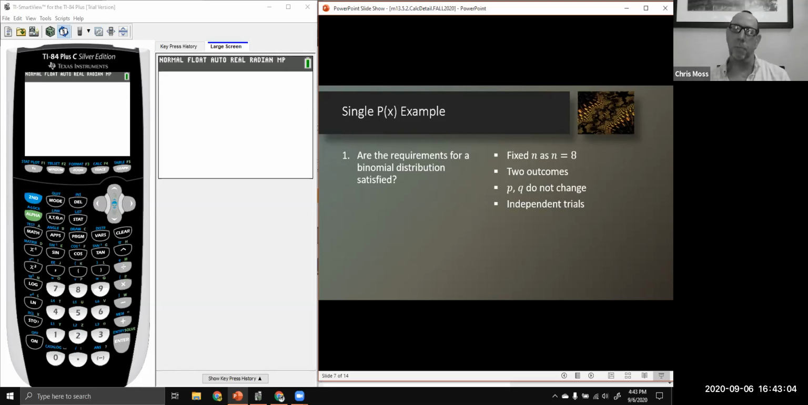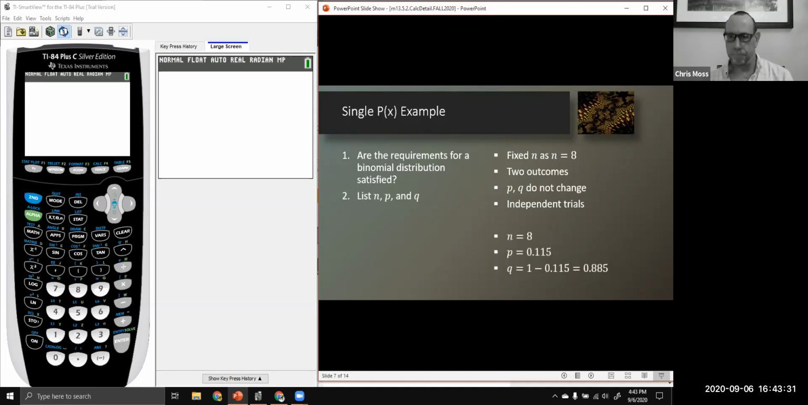Now, the next 2, P and Q, do not change from trial to trial. That's hard to check. We're going to assume that if I select a person over here, that has really no effect on P and Q over there, which also tells me that my trials are independent. Again, these are kind of hard for you guys to check. I know that, I understand that. The first 2 are easy, the second 2 are hard. Now we're going to list N and P and Q.